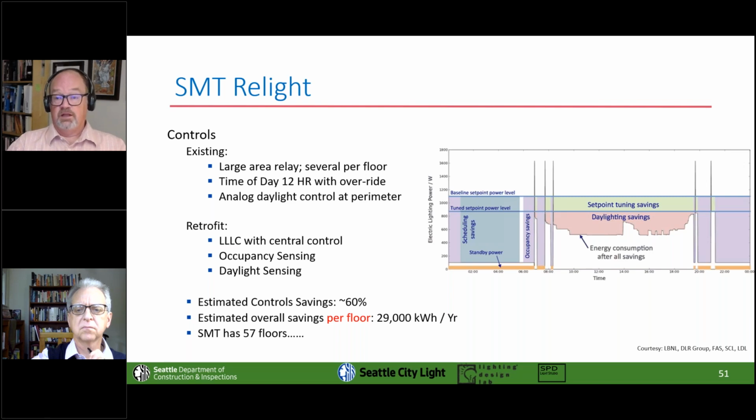City Light is estimating that the control savings will be about 60%. We don't have the full numbers yet because it hasn't been occupied yet. But the estimated savings per floor is about 29,000 kilowatt hours per year. So multiply that by 57 floors. That's a significant change. All right. Next slide, Duane, I think is you. I hope that, unless you have questions.